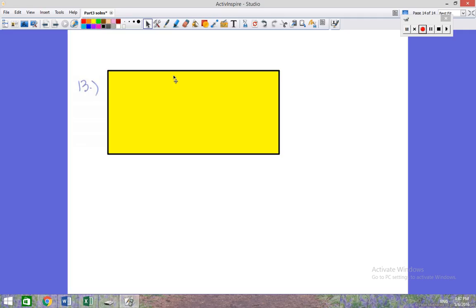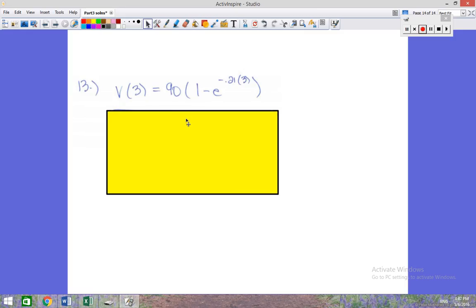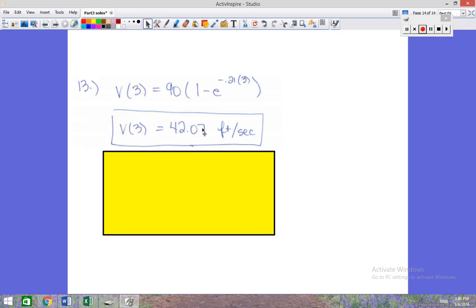Well, this time it's different. They're not asking us to find the input. They're asking us to find an output. So that's going to be easier. All we have to do to find out the velocity 3 seconds after you jumped out of the airplane is to replace t with 3. So on the left-hand side, this is just the notation saying the output of this function when the input is 3, and on the right-hand side, it'll give you that numerical value. Plug that into the calculator, and I got, to 2 decimals, 42.07, and the units were feet per second.